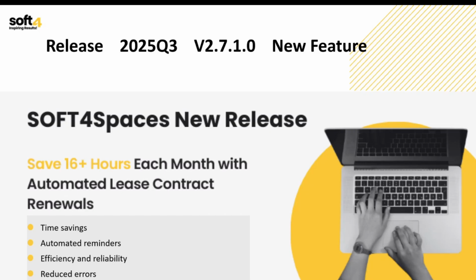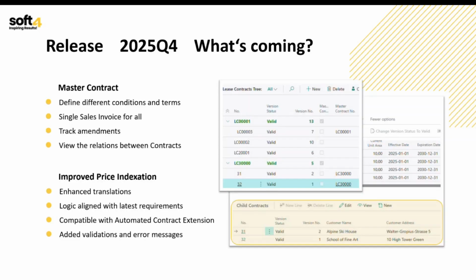We are not done yet because we also have something to share about what's coming. Now we are doing these more major releases each quarter. So automated lease contract extension was for the past quarter, for 25 Q3. And now we are getting ready with publishing 24 Q4.